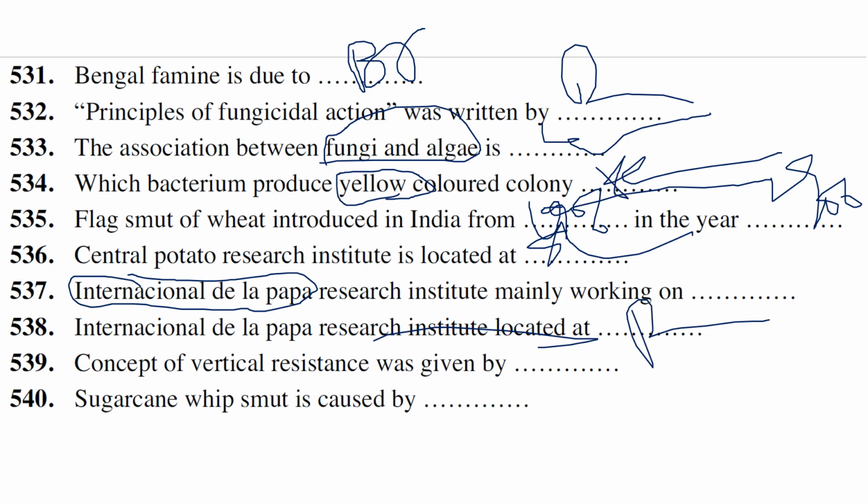The concepts of vertical resistance and horizontal resistance were given by Vanderplank only, the father of plant disease epidemiology. He wrote a book called Plant Disease Epidemics and Control in 1963.